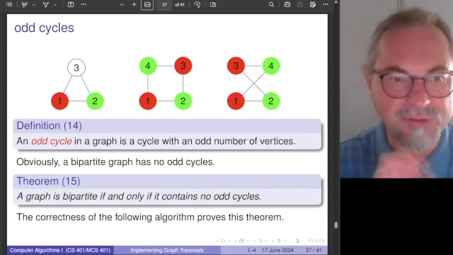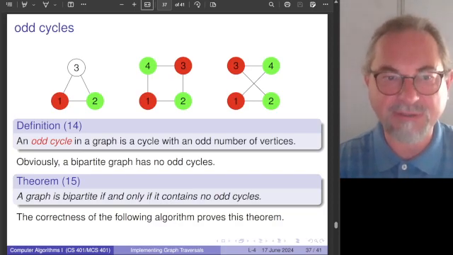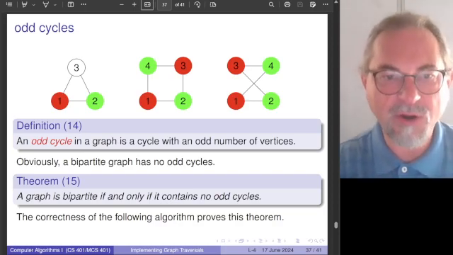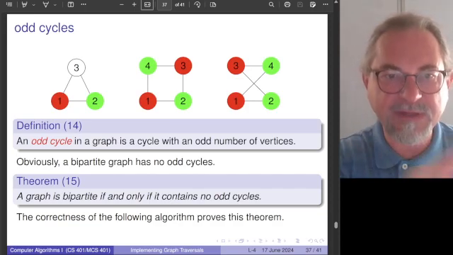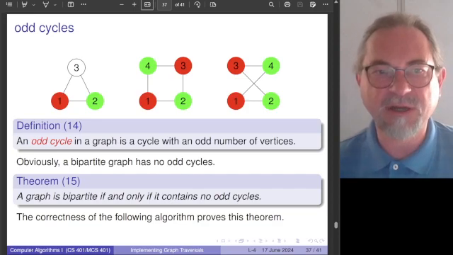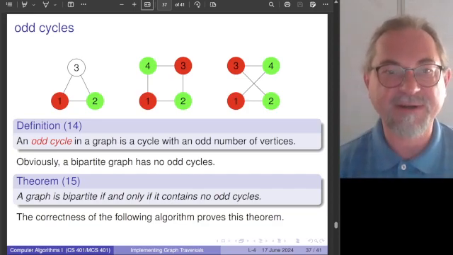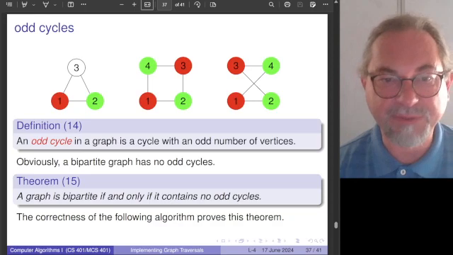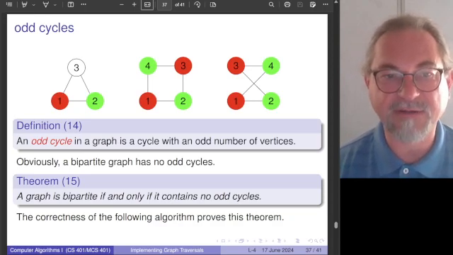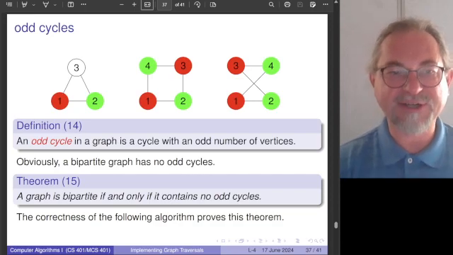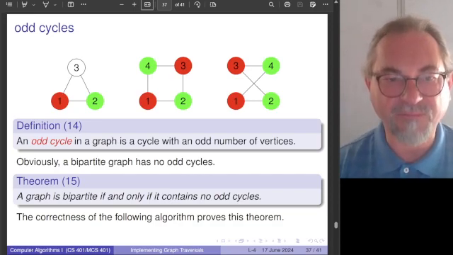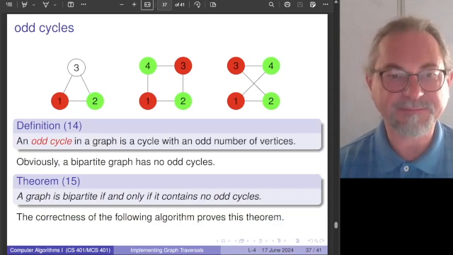We actually observe that if we have a triangle, then the graph cannot be bipartite. And a triangle is a very special case, the smallest case of what is an odd cycle. So all these graphs that you see here have cycles. So we have essentially a square in the middle, but the number of edges in that cycle is even. So obviously a bipartite graph has no odd cycles. So that's one direction in the theorem that follows directly.